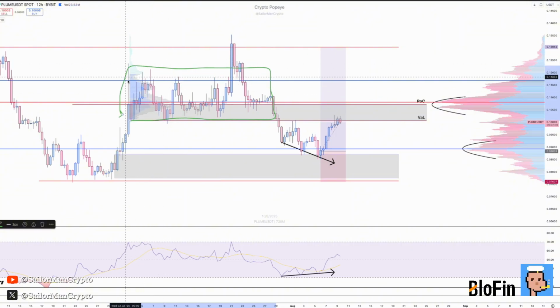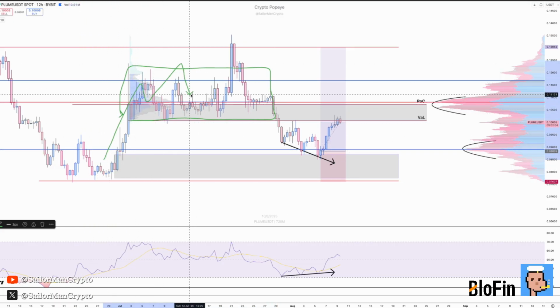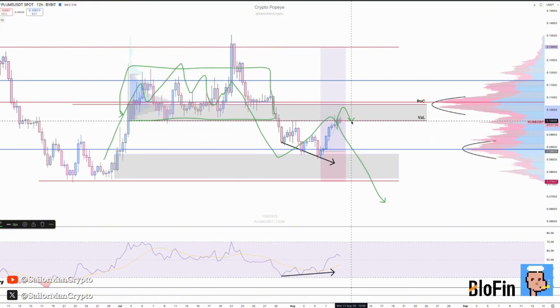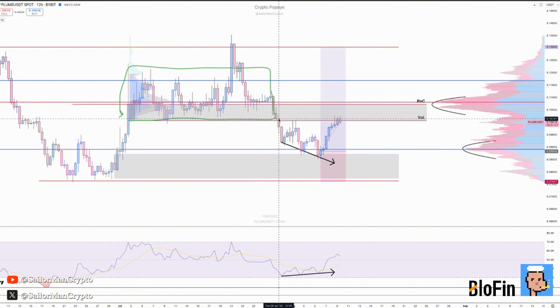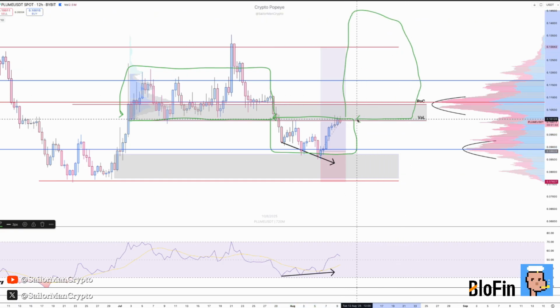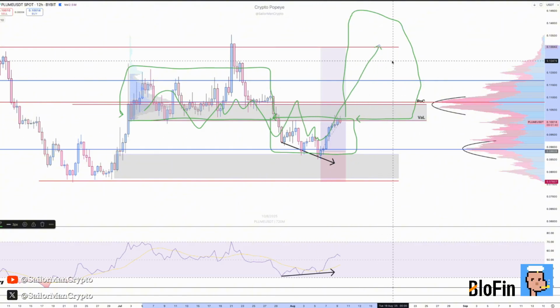Remember that if this was a distribution breaking down, the retest will continue to go down. But if the price starts to find acceptance back above the value area low, then we can say something else: that this was probably an accumulation, this was probably a manipulation, and down there will be the expansion or the distribution on a typical power of three setup.